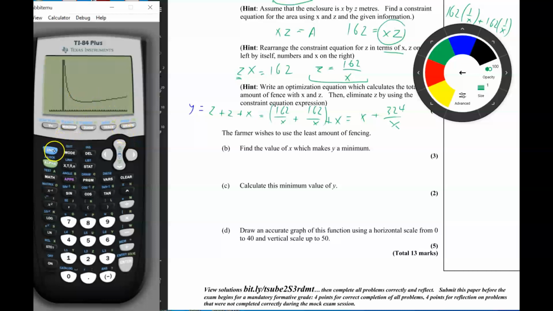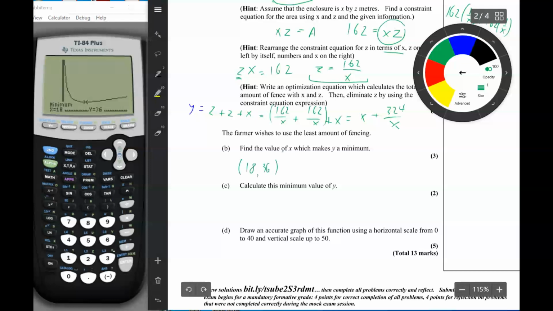Alright, so let's grab the minimum there, doing second calc minimum, number 3. And I'm going to move, oops, I need to do the left bound. Let's try one more time. Second calc minimum. Okay, the left bound is over there. So let me go to the left. Enter. And then I go to the right. Go slightly to the right. Enter. And do guess. And so the minimum is 18, 36.